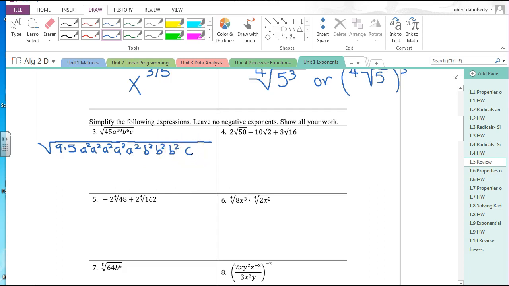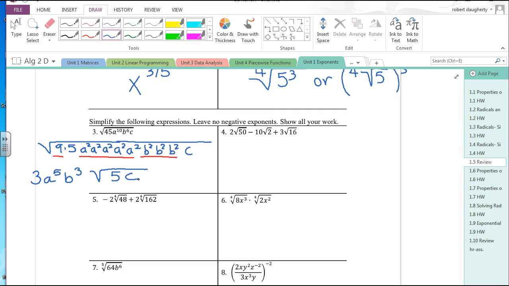Now if I look at everything that's a perfect square, the 9, all of the a's, and all of the b's, okay? The square root of 9 is 3. The square root of a squared is a. How many of them do I have? I have 5 of them. The square root of b squared is b. It looks like I have 3 of those. I am left with the square root of 5c. 3a to the 5th, b cubed, square root of 5c.